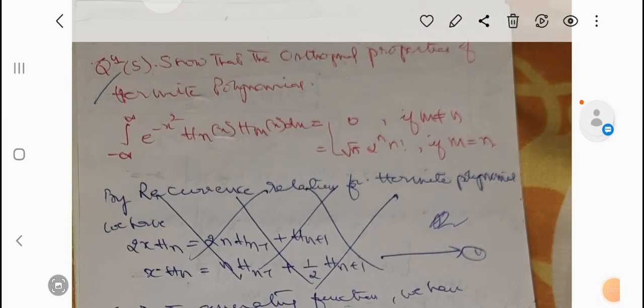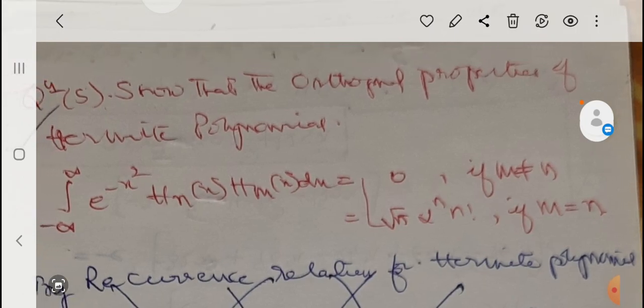The special functions class. Today we are going to learn the orthogonal properties of Hermite polynomials. Now we are going to show that the orthogonal property of Hermite polynomials is given by the integral from minus infinity to plus infinity of e power minus x square Hn of x Hm of x dx equal to 0 if m is not equal to n, and if m equals n, the value is going to be root pi into 2 power n into n factorial.